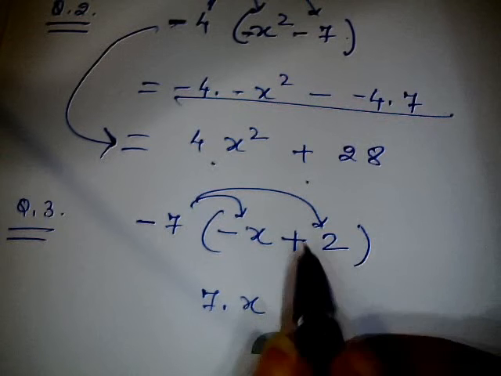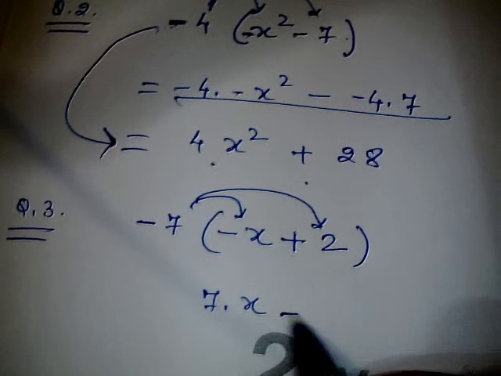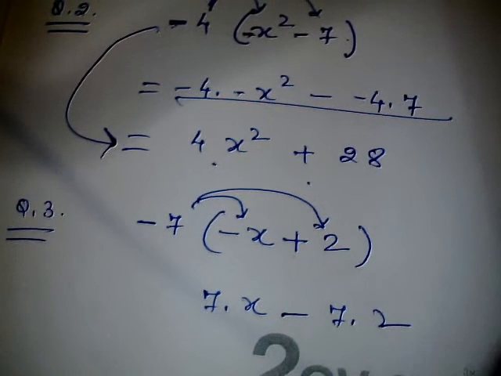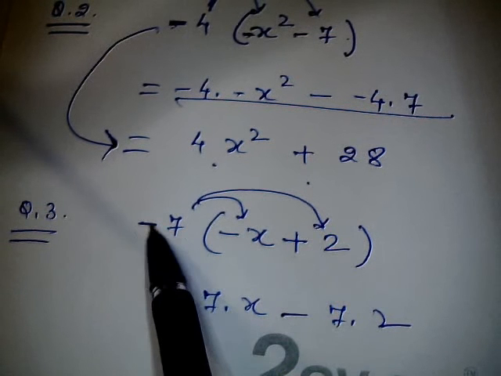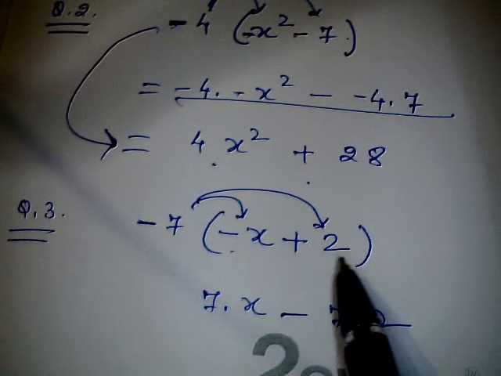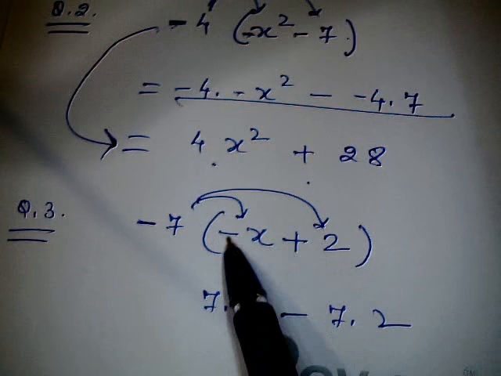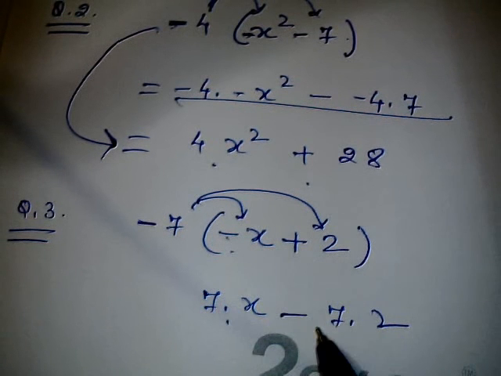So what is happening ultimately, when you are opening with the negative sign, the sign which is inside the parenthesis will get changed. If it is negative it will become positive, if it is positive it will become negative. So that's going to become 7x minus 14. So this is how we can solve the question.